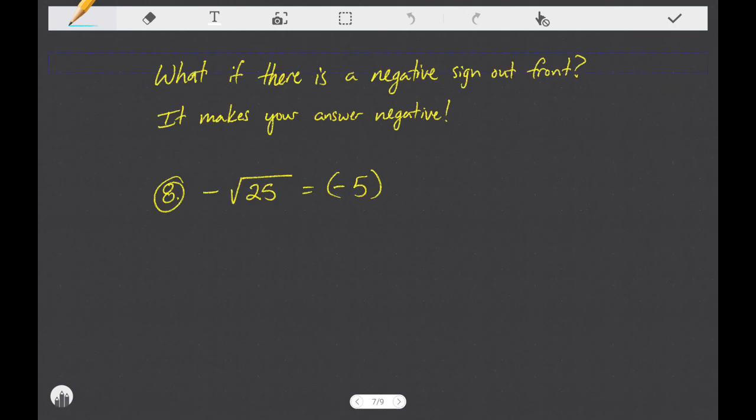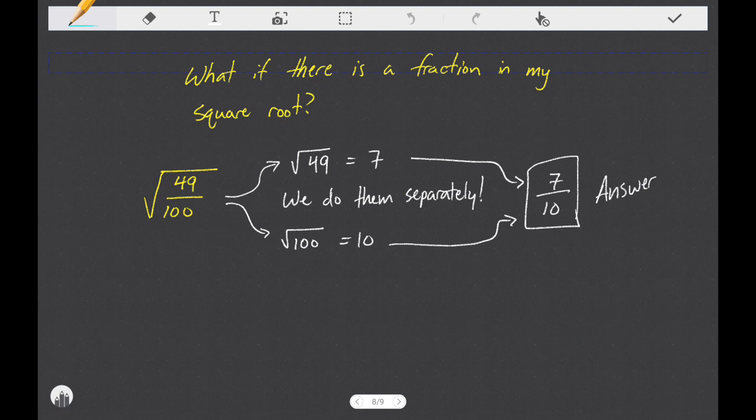And of course, the next and biggest burning question you're going to have is simply this. Well, what if there's a negative sign out front? Well, that's pretty easy. All it does is make your answer negative. So if I have a negative sign out in front of my square root, my answer is shockingly negative.